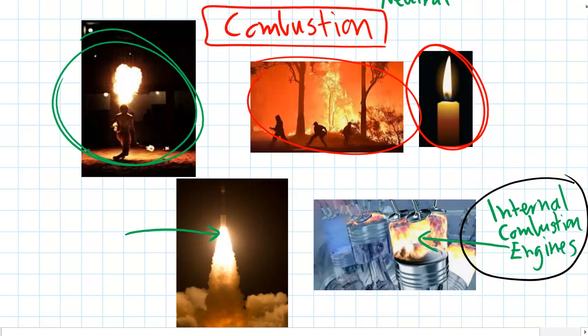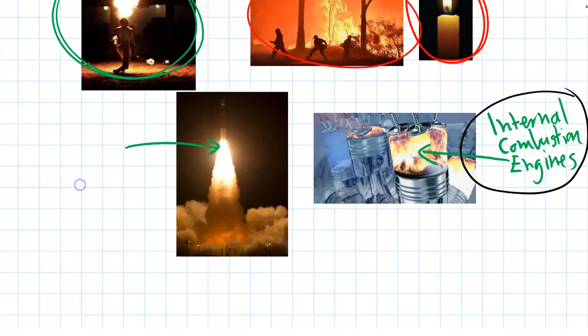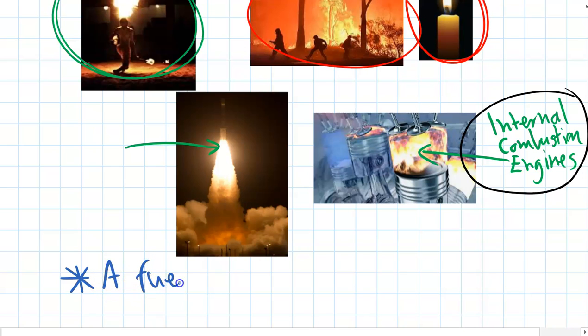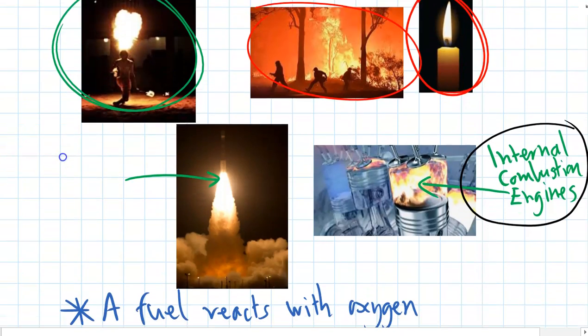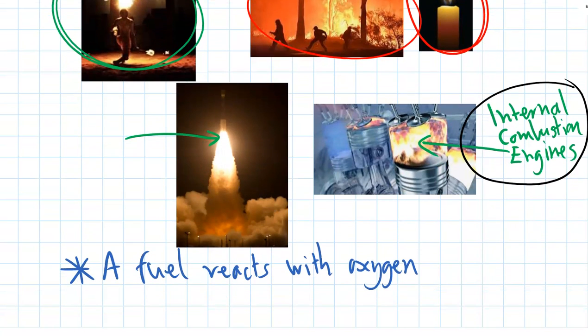So to summarize combustion, a combustion reaction is really when a fuel combines with oxygen. So there's lots of possible fuels, but we can just say a fuel reacts with oxygen. That's all we need to say. It reacts with oxygen. And the key with combustion reactions, and you can see it here, they're all releasing energy. There's always flames or light and heat involved, which means that combustion reactions are always going to be exothermic.